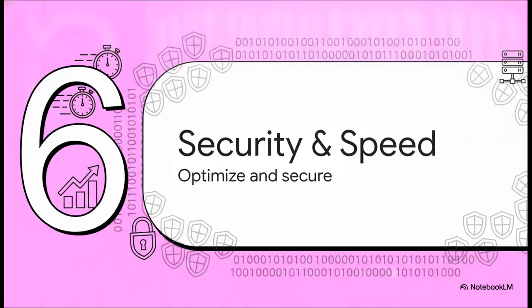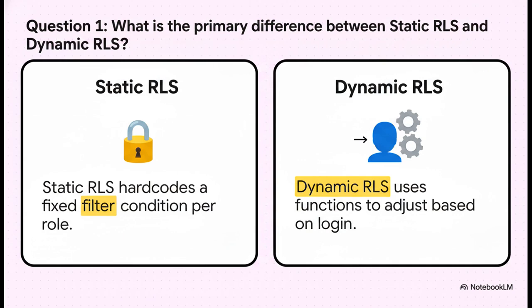Finally, Section 6, Optimization and Security. When we talk security in Power BI, we mean row-level security, or RLS. Static RLS is pretty simple. You create a role called North Region and hard-code a filter for it. But dynamic RLS? That is where the real power lies.